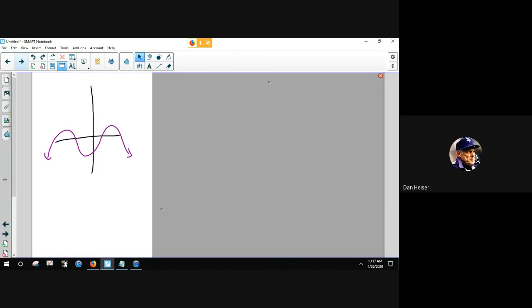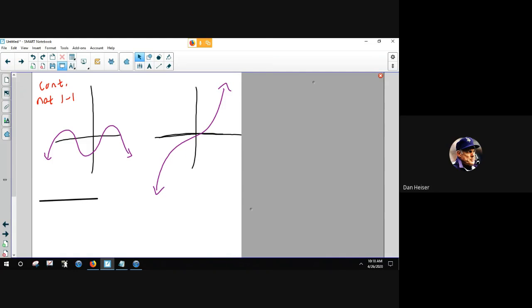Next page. Paste my horizontal line here. Let's check out this, a sinusoidal function. Clearly not. This is going to violate 1-to-1 many times. But it is continuous. Continuous, not 1-to-1. Next example. This looks like a cubic. It's been shifted a little bit. Looks like it's good. Continuous and 1-to-1.